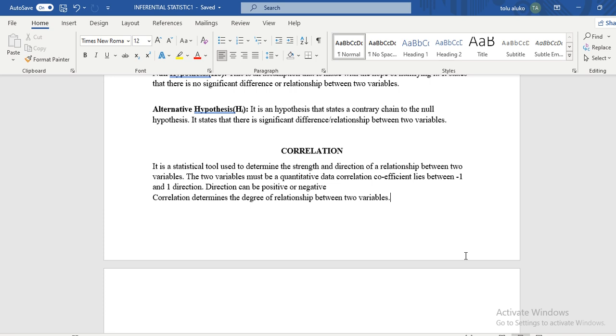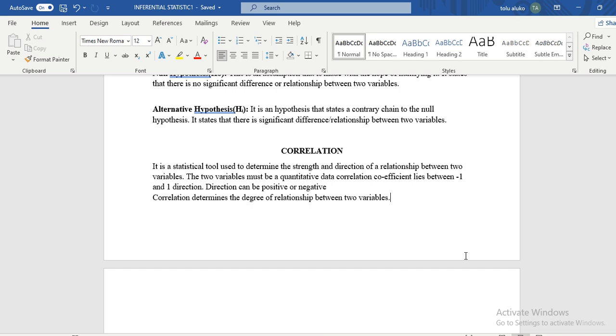And the two variables must be quantitative data. The correlation coefficient must lie between -1 and 1. When we get there, you will know how you can make this data set to be between -1 and 1. Direction: when you talk of direction, what does it mean?